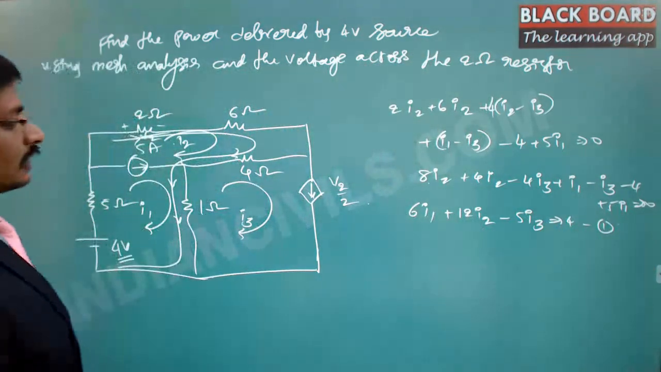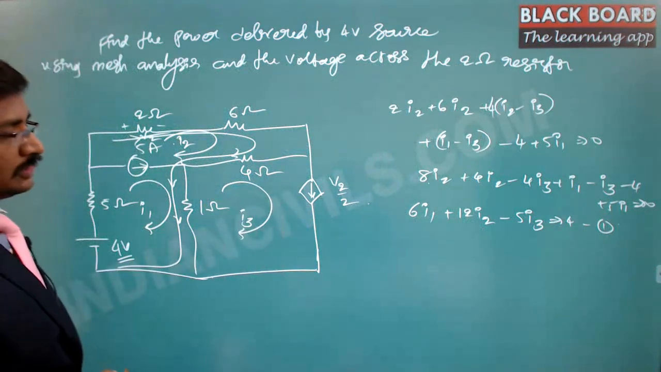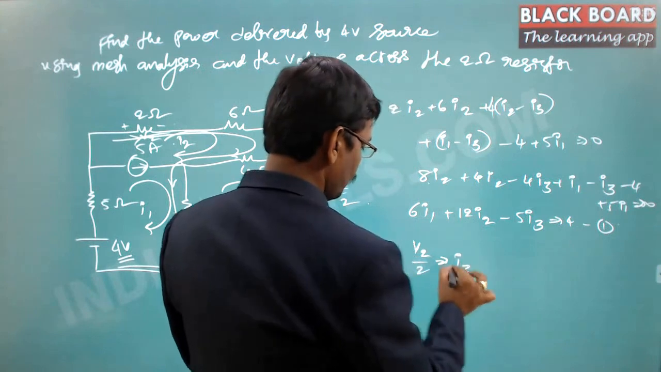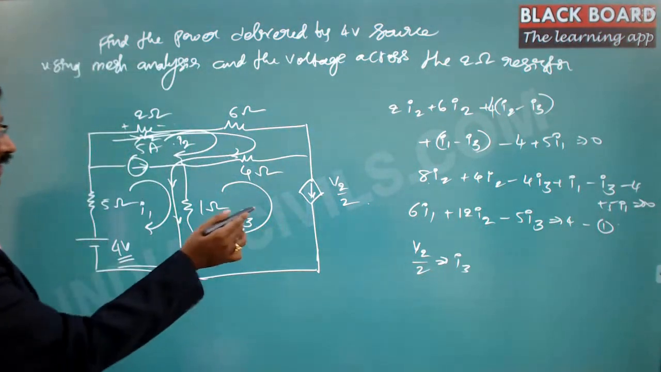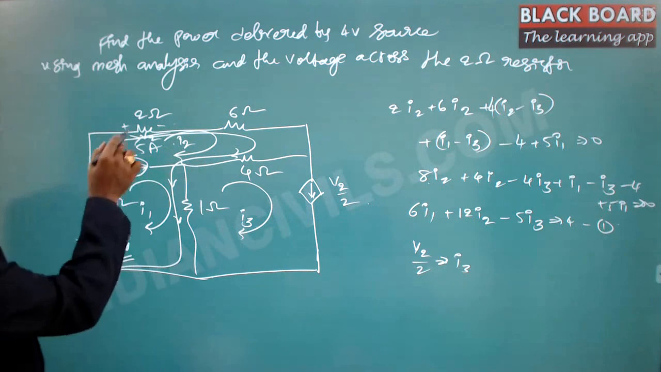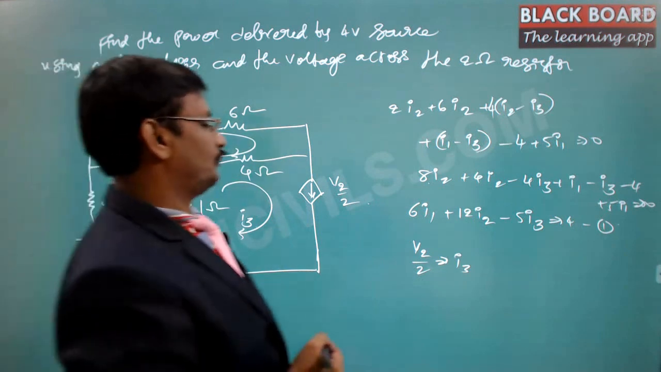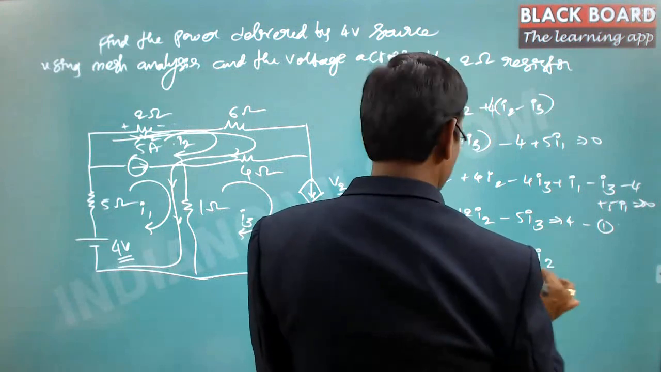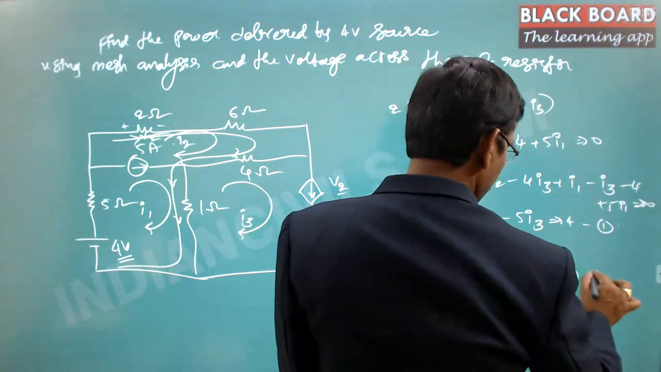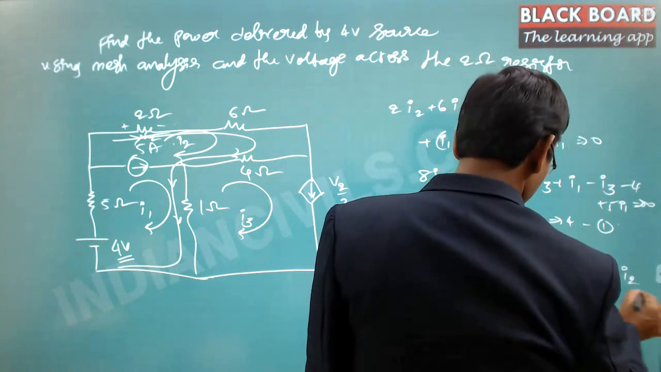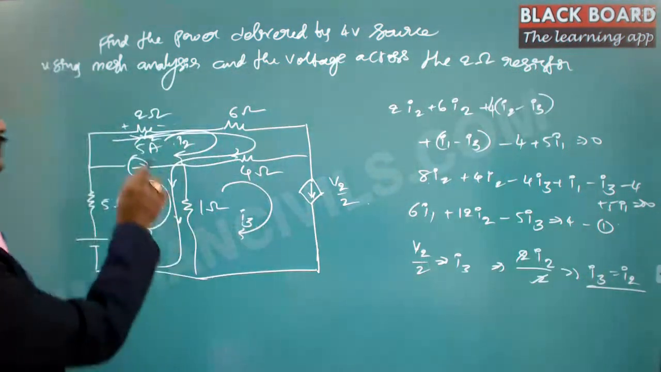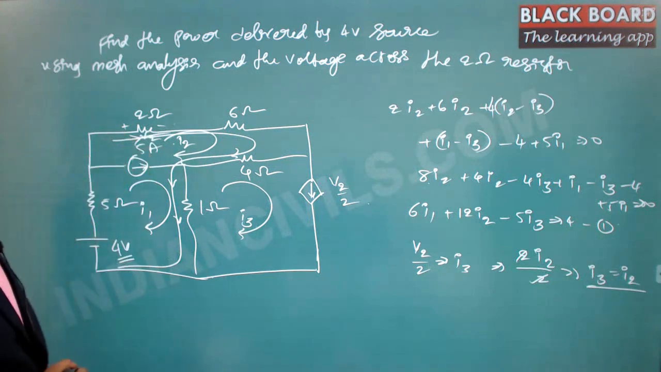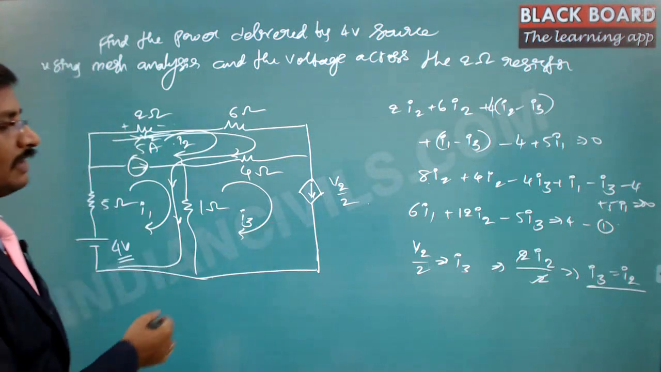And the second equation you can write is V2 by 2 equal to I3. V2 can be expressed as 2 times I2, so 2 times I2 divided by 2, so I3 equal to I2. This is one relation, because V2 is the voltage drop across this particular resistance, which is 2 times I2. So I3 is equal to I2.